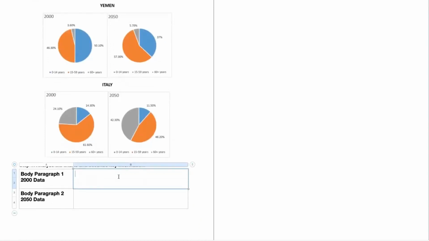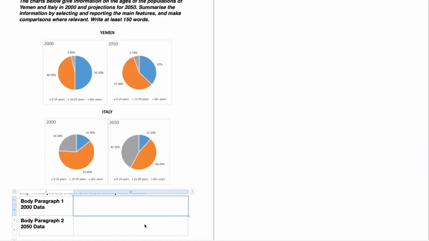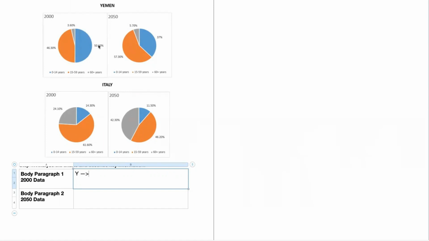And basically, I'm going to start at 2000. I'm going to start with Yemen. So we're looking at this pie chart on the upper left-hand corner. And I'm just going to write a Y to save on space. And right away, I see that just over half, so 50.10%, is in the 0 to 14 years category. This is very important. It's very specific, and I'm going to write half of population in 0 to 14 group.